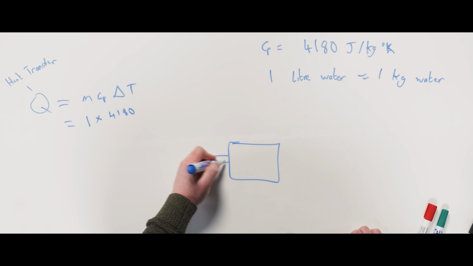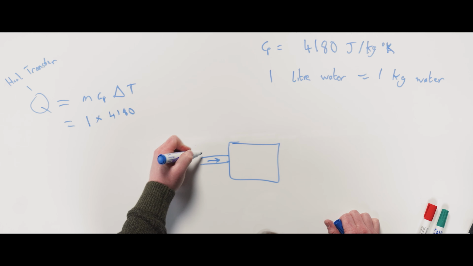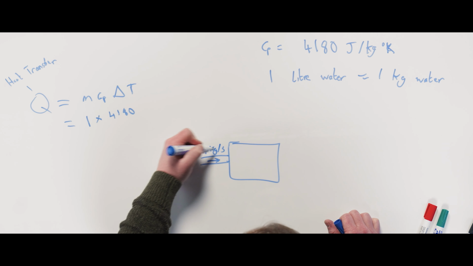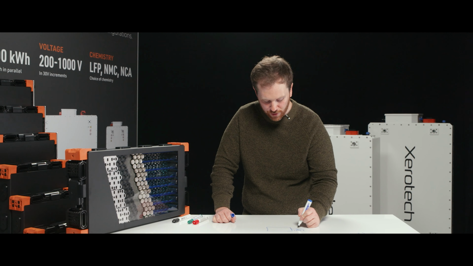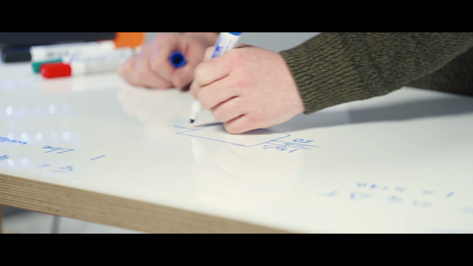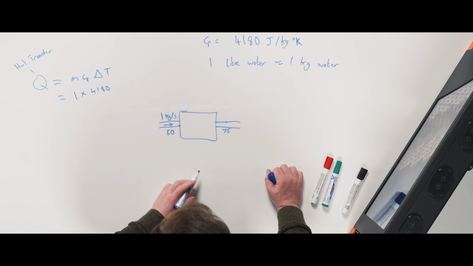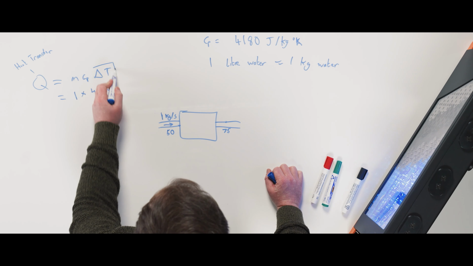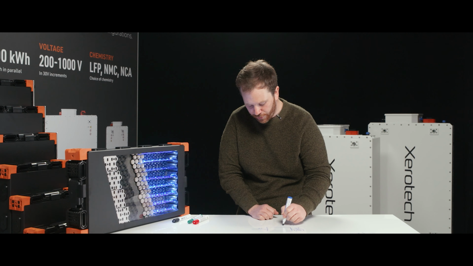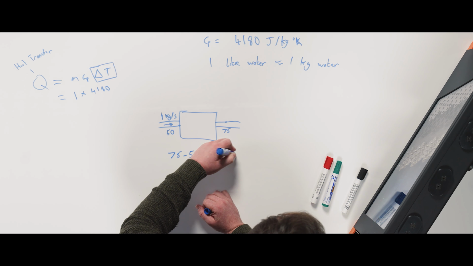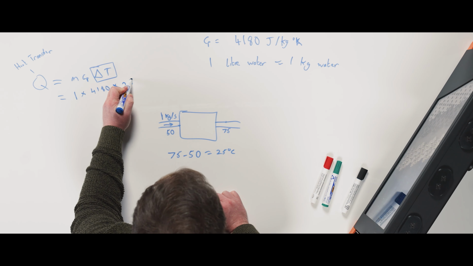If we're flowing water through something, let's say it's a heater element, and we have the water flowing in here at 1 kilogram a second, which is basically 1 liter a second. The temperature when the water goes in is 50 degrees, and the temperature when it comes out is, let's call it, 75 degrees. What we're able to tell from this is that the delta T, the temperature difference, is going to be 75 minus 50 equals 25 degrees Celsius. So we'd have a delta T here of 25 degrees.